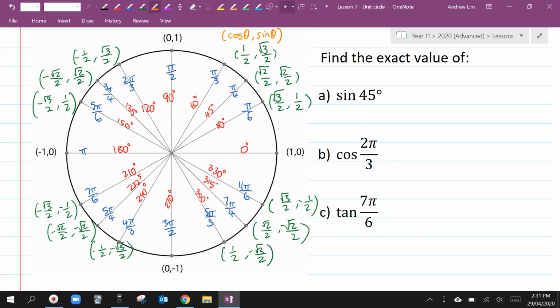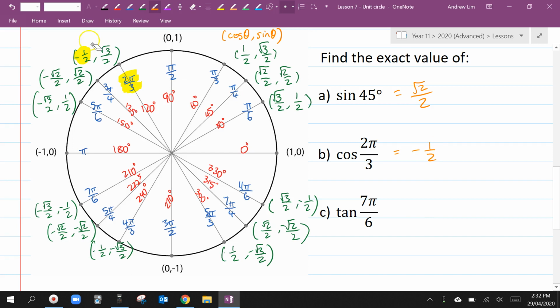So sine of 45. So here's my 45-degree angle. Right, it's one of these. But because it's sine, sine is this one. So sine of 45 is equal to root 2 on 2. Okay. What about cos of 2 pi on 3? Okay, so now all we need to do is locate where is 2 pi on 3. 2 pi on 3 is here. So it has to be one of these. Because cos is the first number, so the answer is negative half.